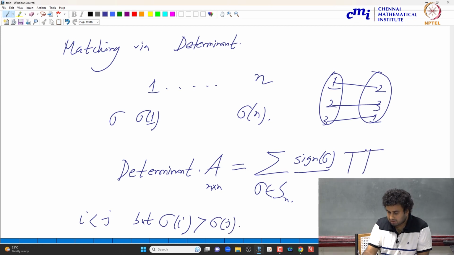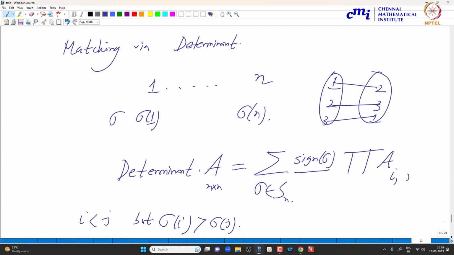Then you go over all possible permutations, take these products and sum them. There are n factorial many permutations of 1 to n, so you will get n factorial many terms for the determinant. These terms you can try to relate with matchings. That is the idea.